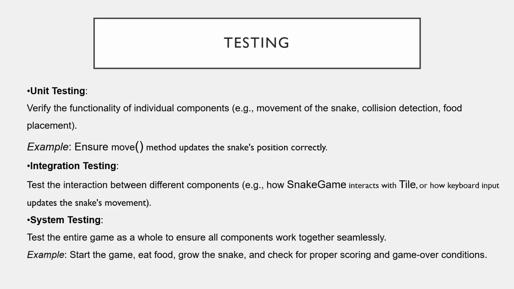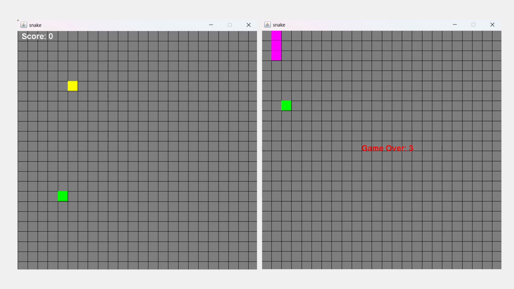Next is integration testing. Test the integration between different components: how the snake game class interacts with the tile class, or how keyboard input updates the snake's movement. I have tested it also. Now next is system testing. Test the entire game as a whole to ensure all components work together seamlessly. For example: start the game, eat food, grow the snake, and check for proper scoring and game over condition. These tests were performed by me. Next, this is the image of integration and system testing.